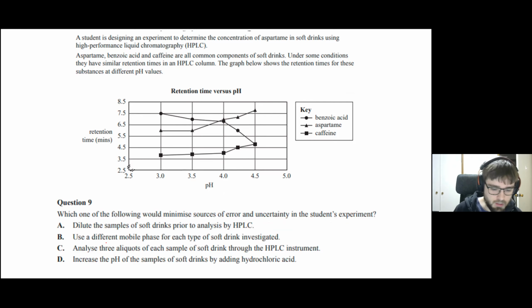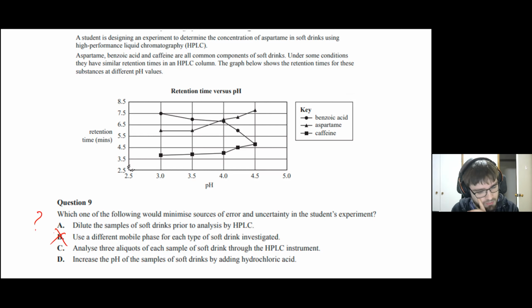Which one of the following would minimize sources of error and uncertainty in the student's experiment? Dilute the samples of soft drinks prior to analysis by HPLC. If the concentration was too high, so you were getting some weird effects, potentially, I'd put that one in the iffy category if everything else seems really dodgy. Use a different mobile phase for each type of soft drink investigated. Now that is a dodgy answer. Don't change your conditions in the middle of an experiment, otherwise everything's just going to be different. So B is obviously out.